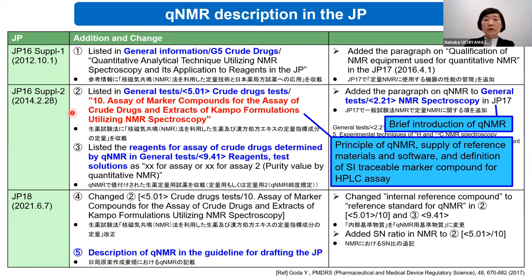Next, in the crude drug test under the general test in JP16 supplement 2, this section, assay of marker compound for the assay of crude drugs and extract of Kampo formulations utilizing NMR spectroscopy, was listed. In this section, the principle of QNMR, supply of reference materials and software, and the definition of SI traceable marker compound for HPLC assay are described. Simultaneously, the reagents for the assay of crude drugs determined by QNMR were listed in 9.41 reagent test solution of general test. In the JP 18th edition, published in June of 2021, QNMR has been described in the guideline for drafting the JP.